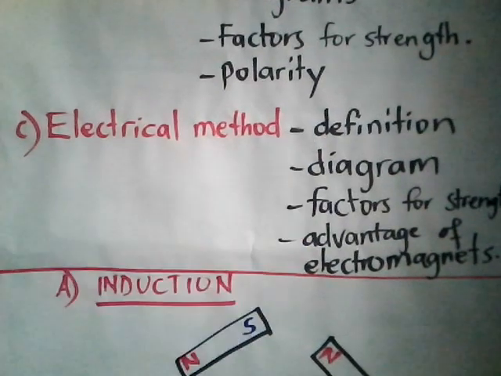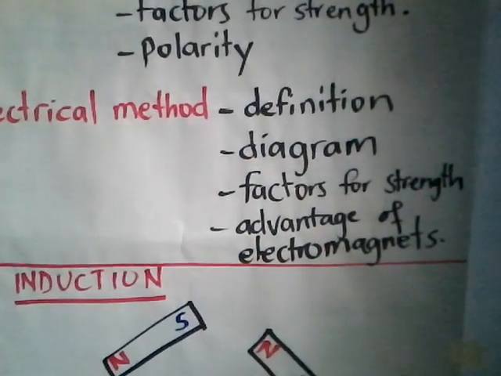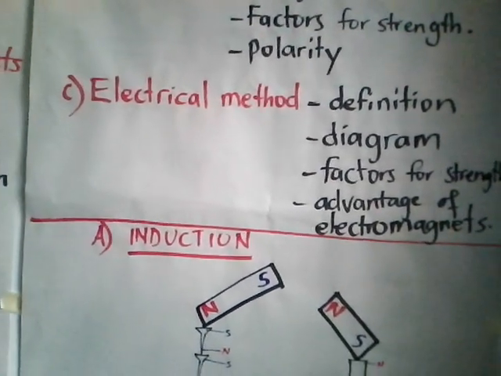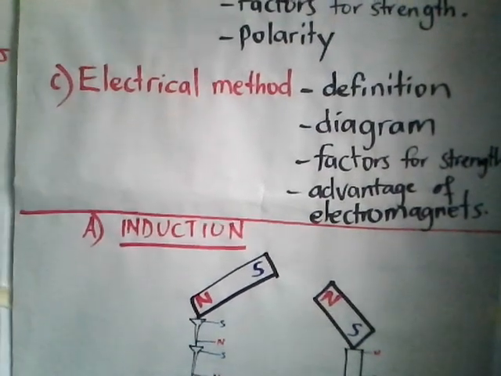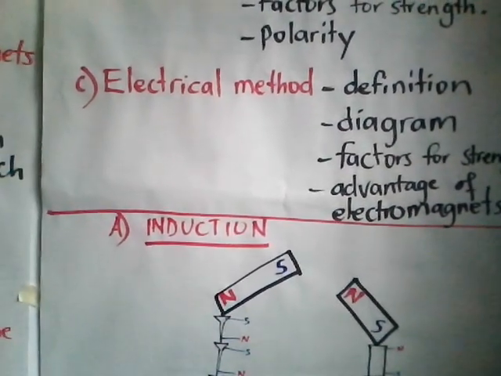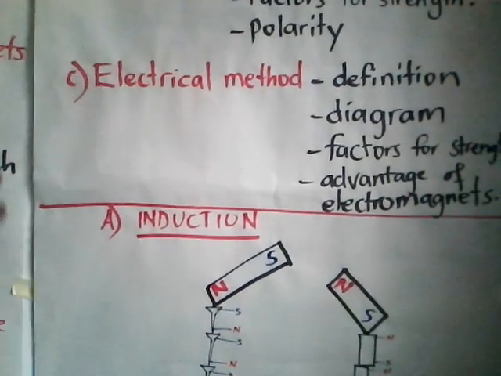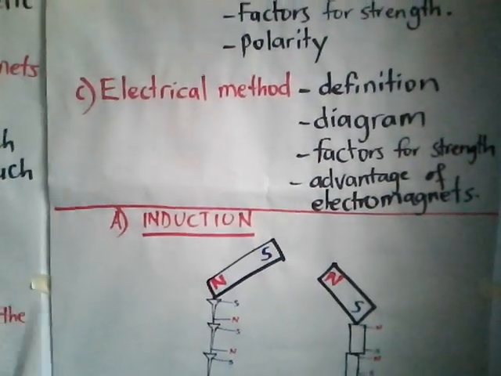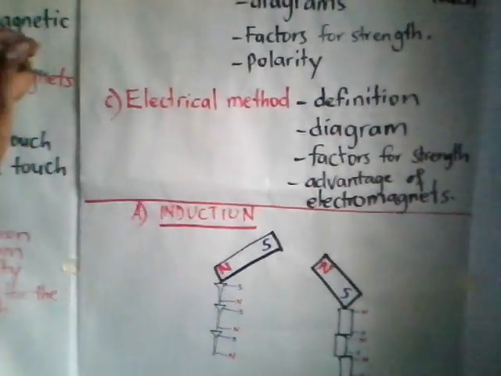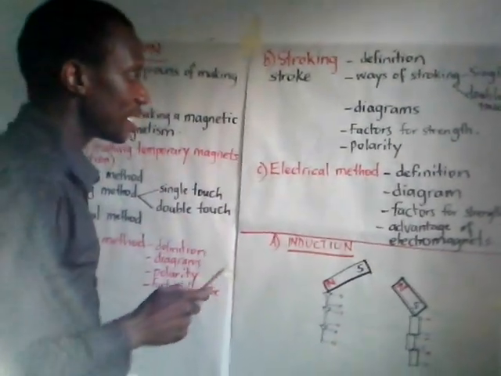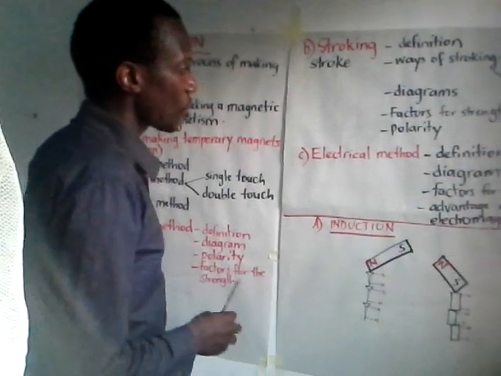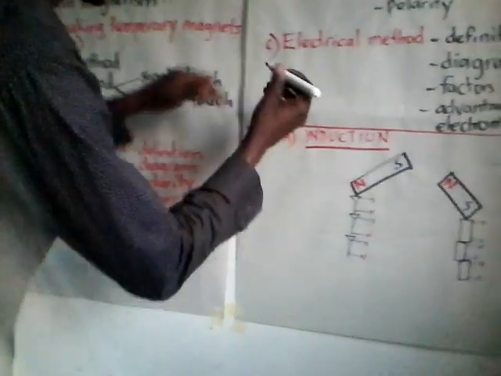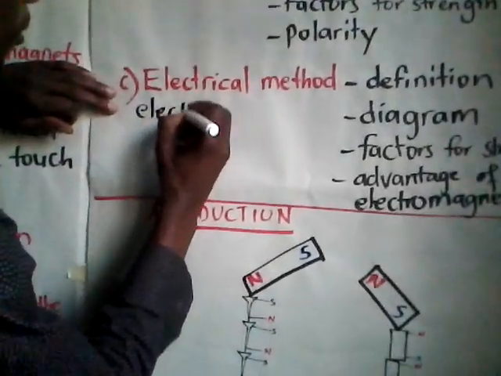Electrical method definition. It is the method of magnetization where a magnetic material gains magnetism by running current through a coiled wire. The wire is coiled around the magnetic material, and then electric current is run through that coiled wire. Then the magnetic material within will become a temporary magnet, and that temporary magnet has got a special name. It's called an electromagnet. Electromagnet, one word. The new magnet we shall get is called an electromagnet.